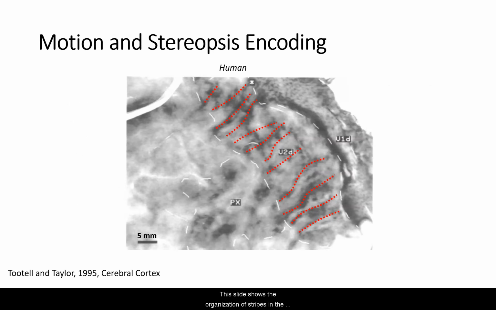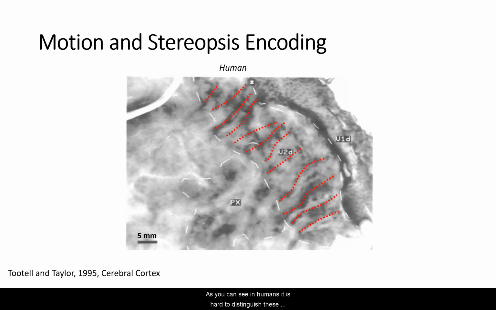This slide shows the organization of stripes in the dorsal parts of human V2 based on using cytochrome oxidase in a post-mortem histological study. To help you see these stripes better, we have added these dashed lines on top of them. Among these stripes, a subset of them are homologs of monkey thick stripes that are involved in motion and stereopsis encoding, while the others are homologs of monkey thin stripes and are involved in color perception.